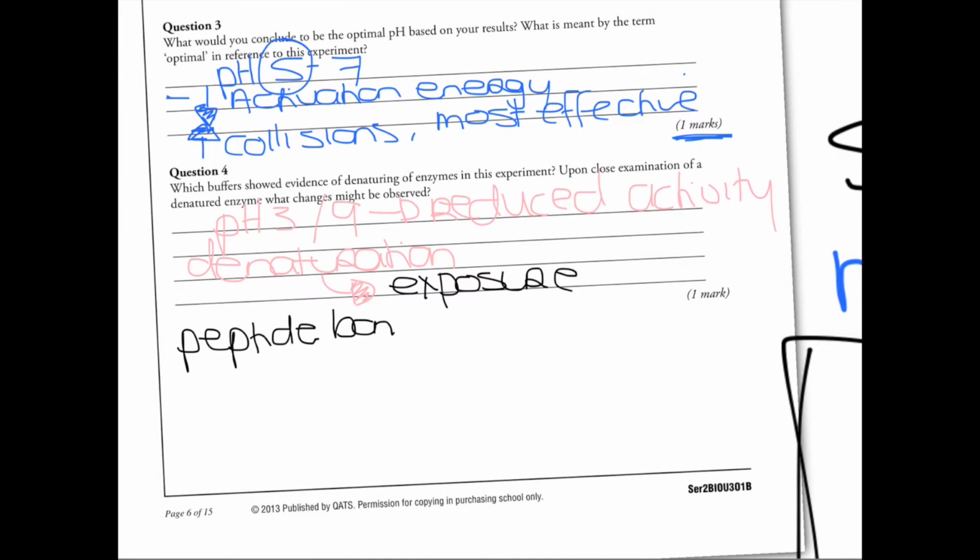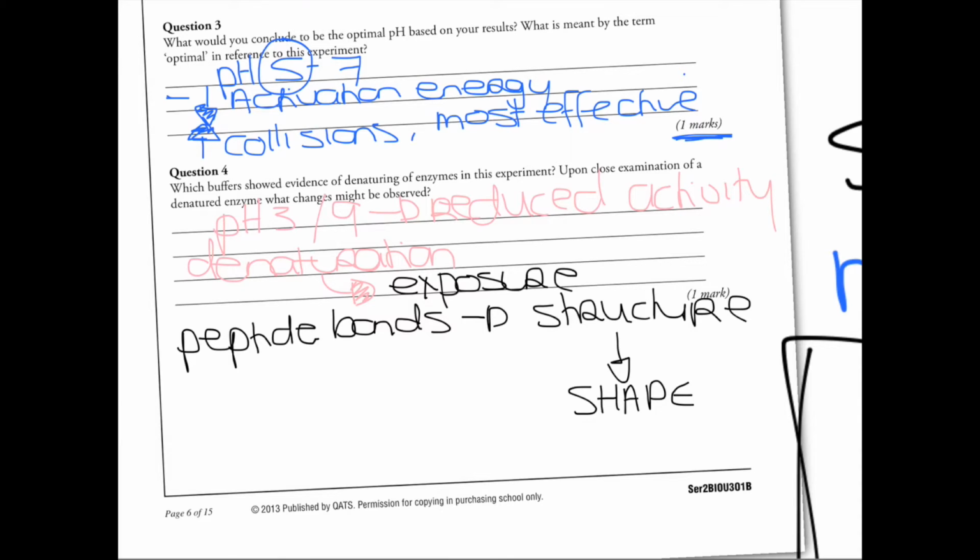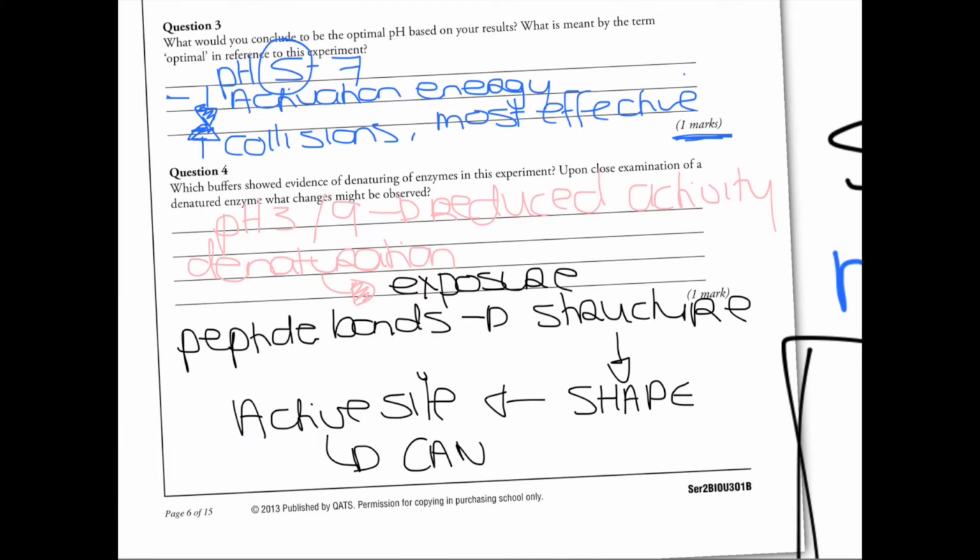Which then starts to affect its structure, which therefore changes its shape, changes the active site's shape. This is really important. And therefore it cannot bind to substrate, which means no product.